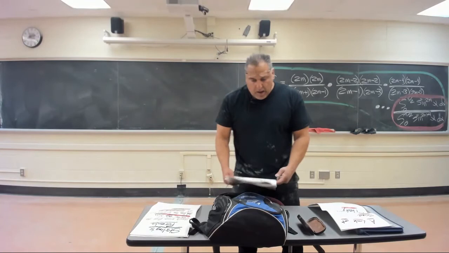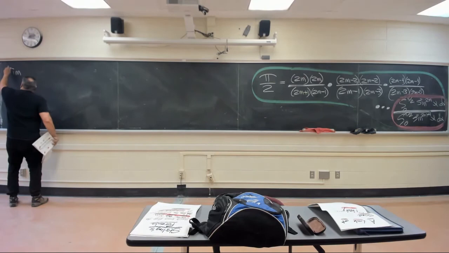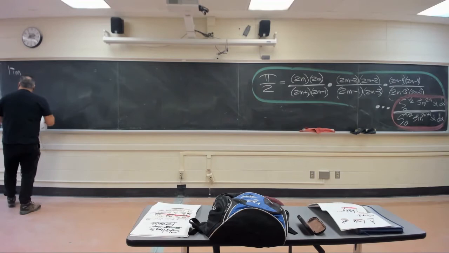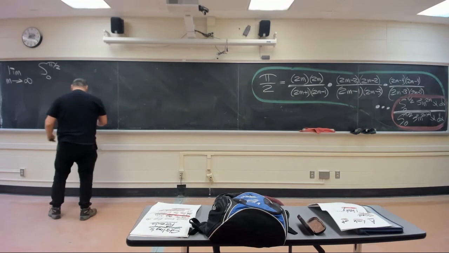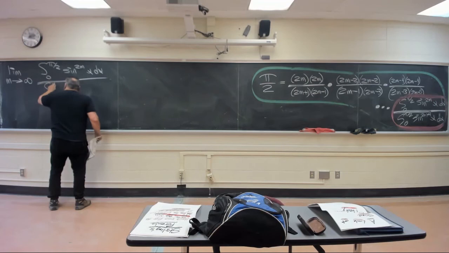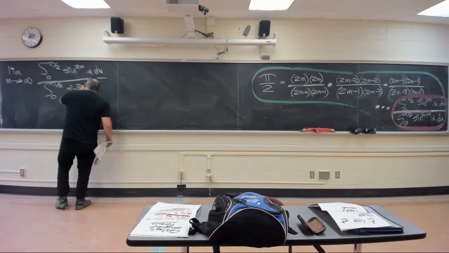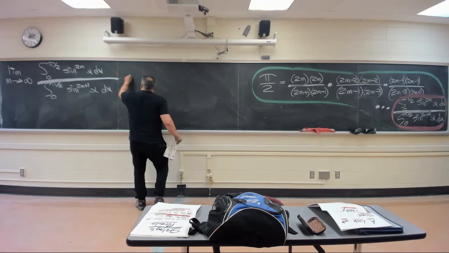We have got to show, we want to show that the limit as m goes to infinity of the integral from 0 to pi over 2 of this thing right here. Yeah, the limit as m goes to infinity, it's going to be 1.